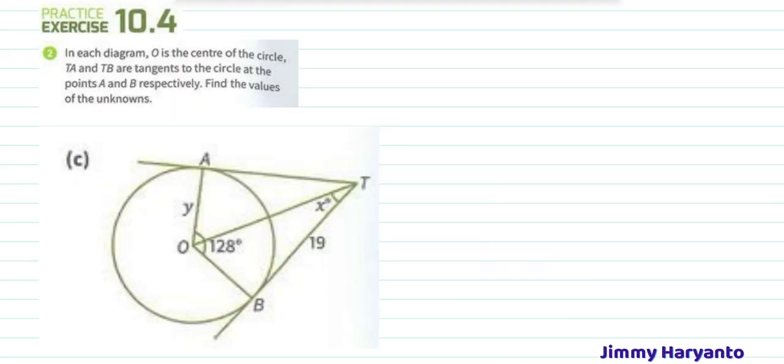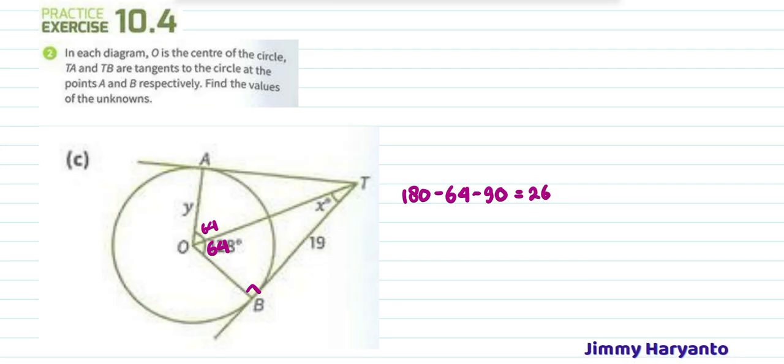Okay, next is this one. For this one, we'll start from the 128. I will divide it by 2. So this one is 64 and that one is 64. And then we'll go to the tangent. Tangent will give us 90 degrees right there. And then to find the value of x, you only have to use the triangle. 180 minus 64 minus 90 equals 26. So x equals 26.